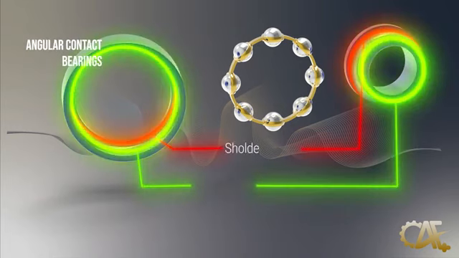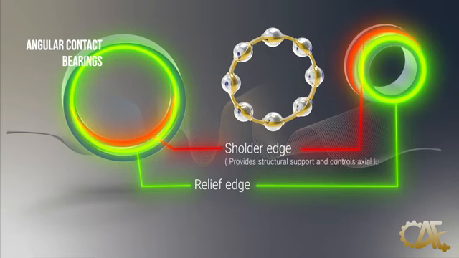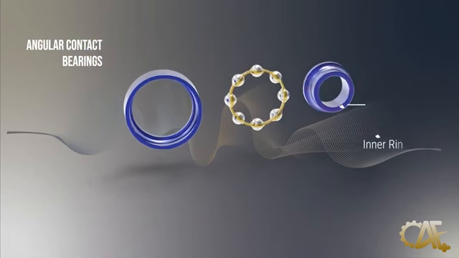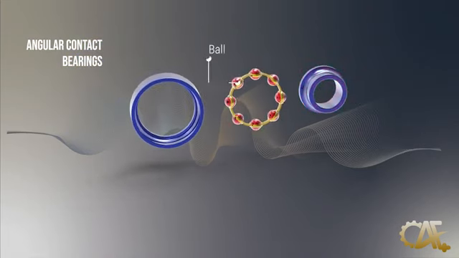These features, known as the shoulder edge and the relief edge, play distinct roles. The shoulder edge provides structural support and manages axial load, while the relief edge is instrumental in reducing stress concentrations that might arise at the shoulder edge. This configuration allows them to withstand both radial and axial loads simultaneously, with the contact angle determining the load capacity.